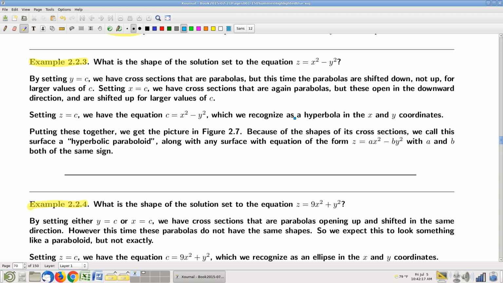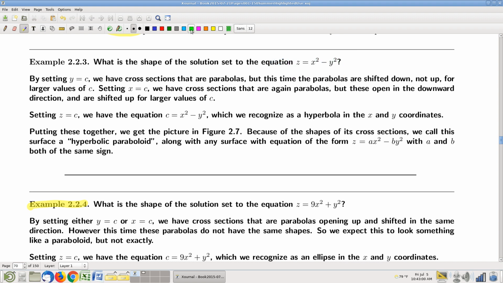You can apply this to different shapes. Let's consider real quick this one here. Z is equal to x squared minus y squared. Now that's different. X squared minus y squared. Well, if you set y equal to a constant, notice we're going to have parabolas that are shifted downward. They're upward pointing parabolas in the x direction, but they're shifted downwards because we set y equal to a constant. Or you could do it the other way.